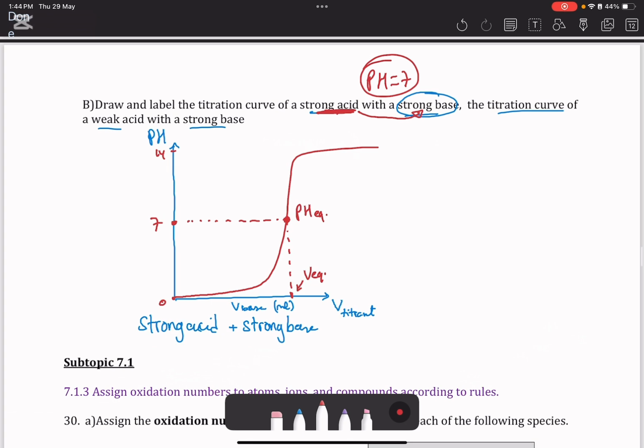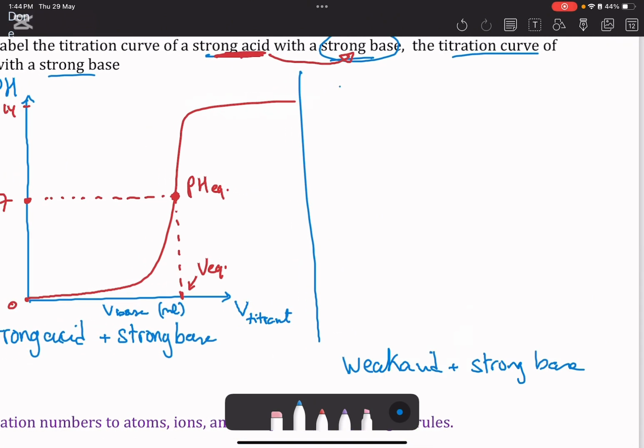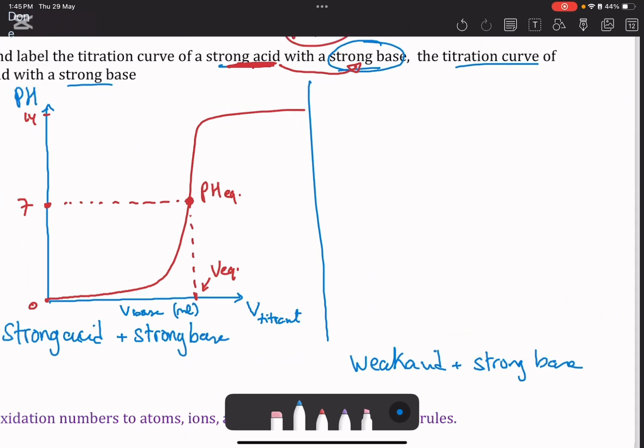Now, if I want to draw a titration curve of a weak acid with a strong base, that's what I'm going to do. Weak acid with a strong base. So here's the graph, y-axis and x-axis. As I mentioned, you have to label it, and that's the volume of the titrant. I'm titrating with the base, so it's the volume of the base.